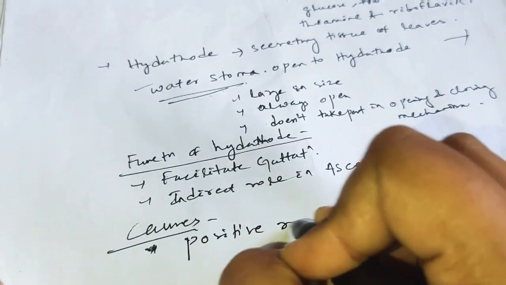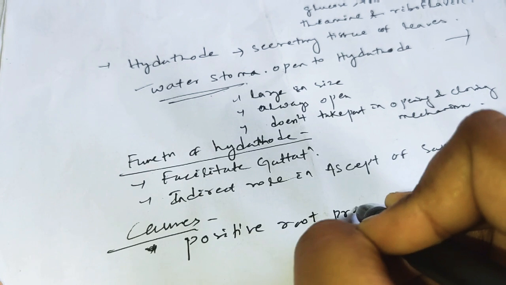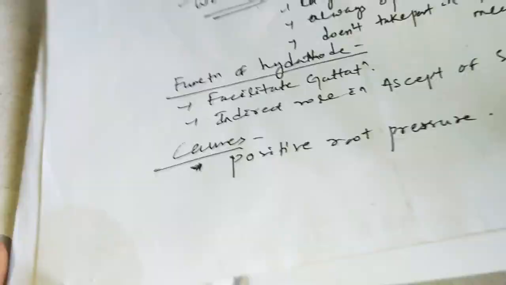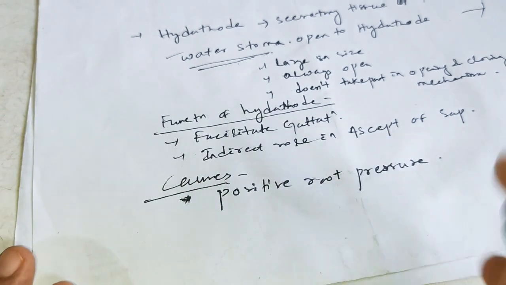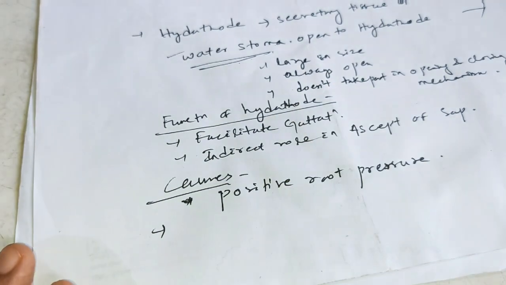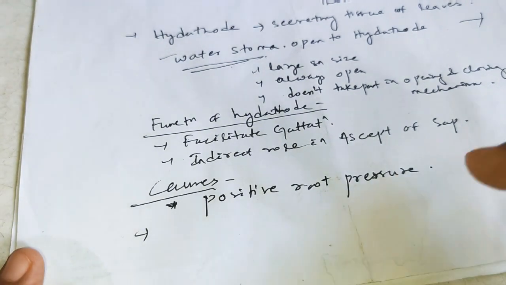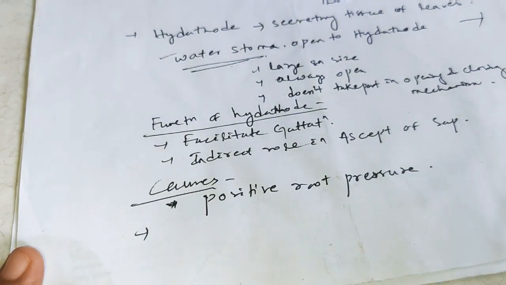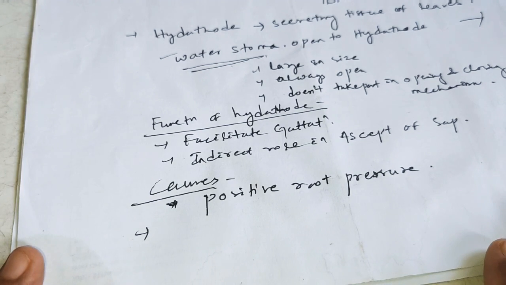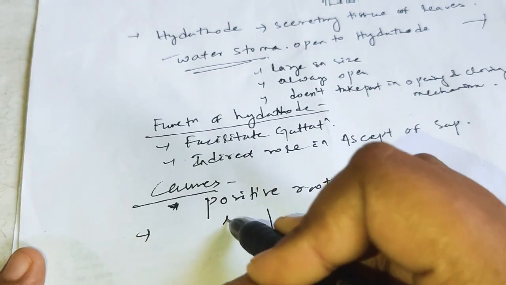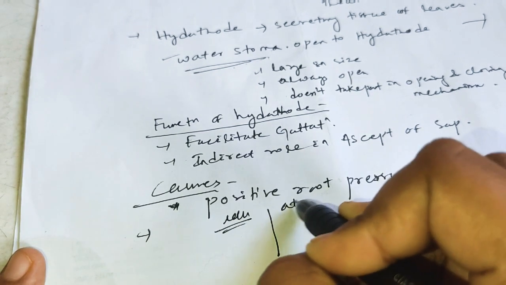Positive root pressure. Okay, it is mainly developed as positive root pressure. Then what happens in this case? Normally, suppose the soil condition favors the rapid absorption of what? The soil condition mainly favors the water absorption process. And also the atmospheric, here suppose this is inside the cell and this one is the atmosphere.